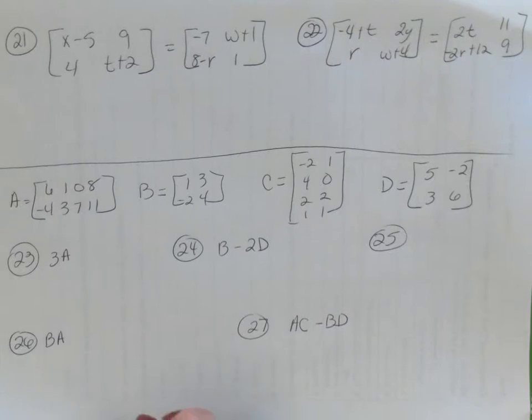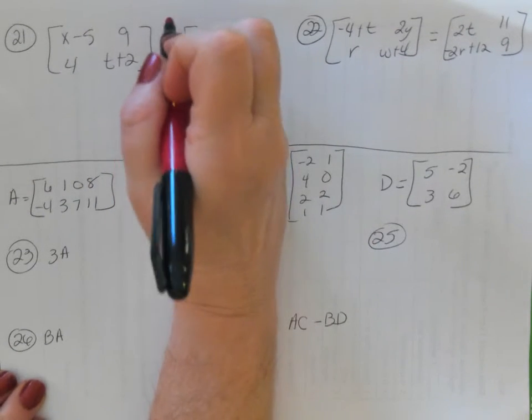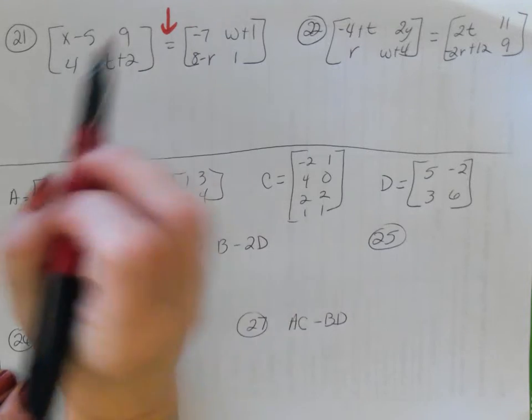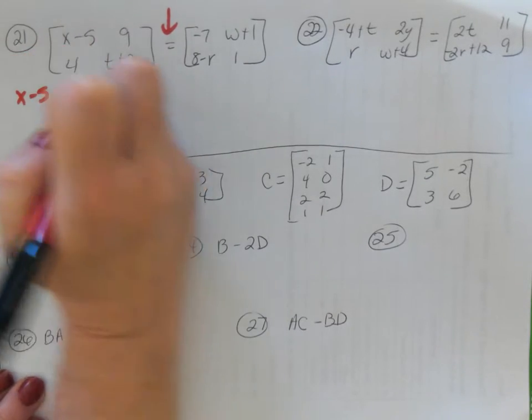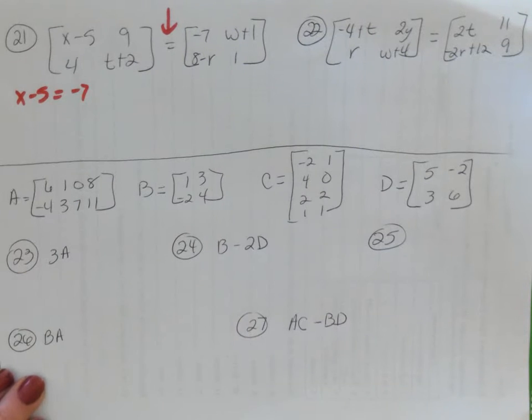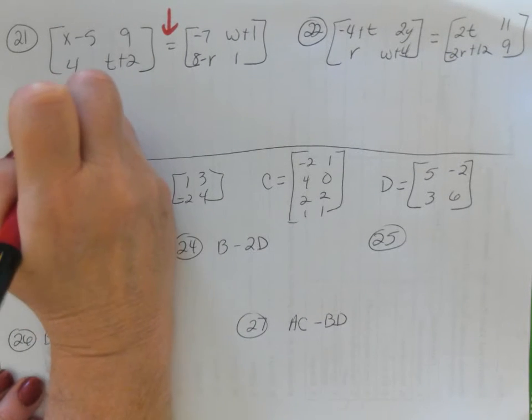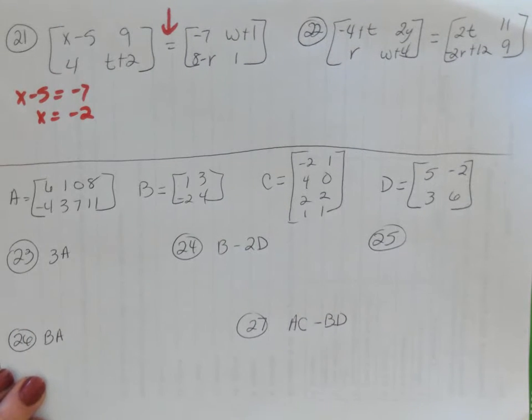So we will as we go through. Okay, so remember these are equal matrices, so we just do it element by element. They're telling us that X minus 5 is equal to negative 7. Well, I know how to solve that. X must be negative 2. Add 5 to both sides.